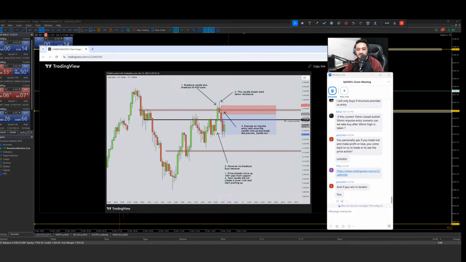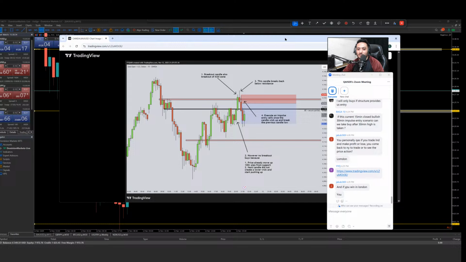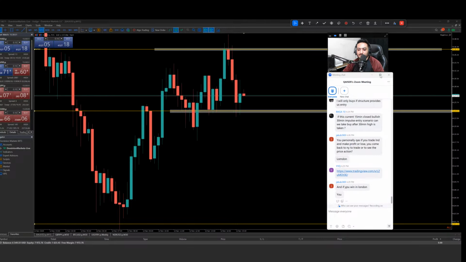Execute an impulse entry sell on a candle, wick up and break the previous. Yeah, you know what? If it's the opening of the NY session, definitely I will also go with the sell. But there were just a few minutes left for the opening of NY, so that's why I tried to avoid it. Raja Bro and I mostly do closes. So yeah, it's a 50-minute time frame, but such a beautiful execution and what a beautiful trade you took here.